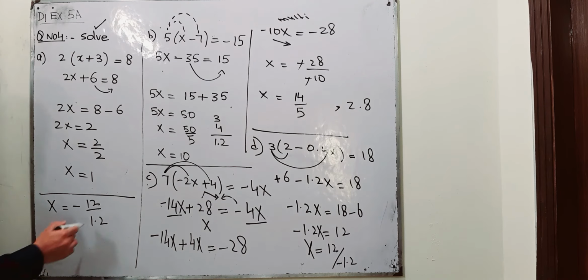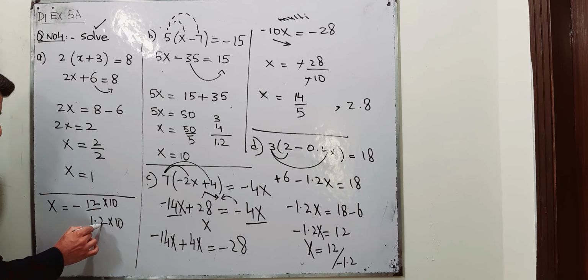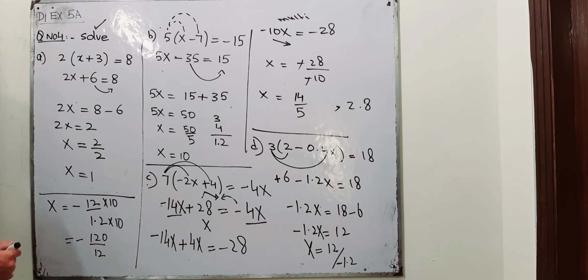What to do next? I want to get rid of this decimal point. I need to multiply by 10 over here and 10 over here. When you multiply this by 10, this decimal will no longer be here. It will become 120 over 12. 12 into 10 is 120. 1.2 into 10 is 12, because the decimal has shifted to the right side. So you can cancel this 12 by 12. Your answer is minus 10. This is the solution up to this part.